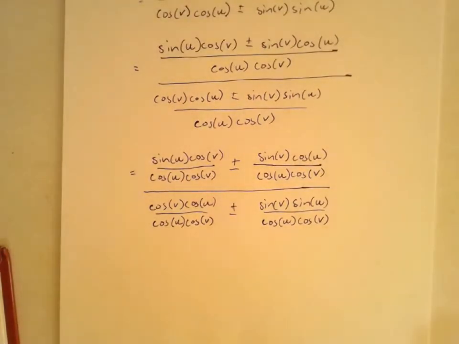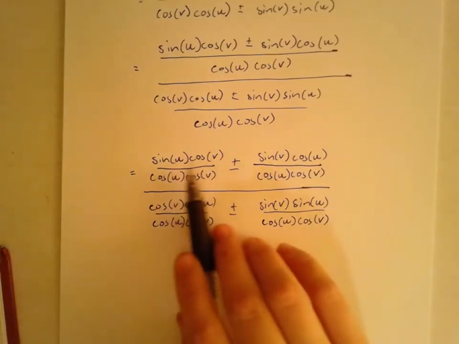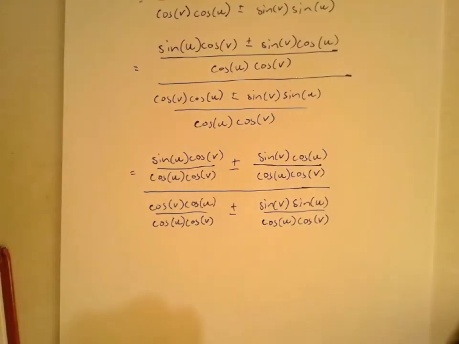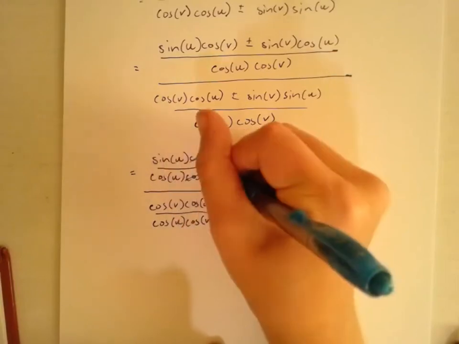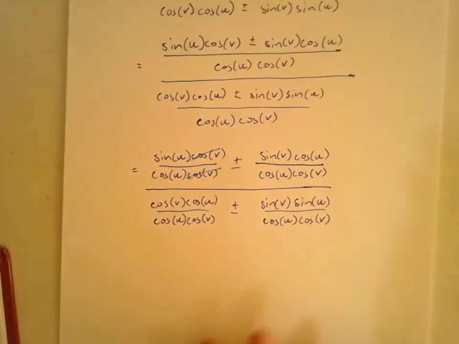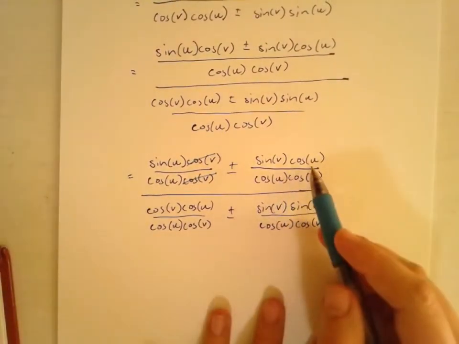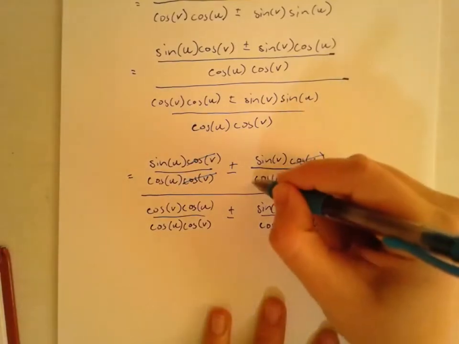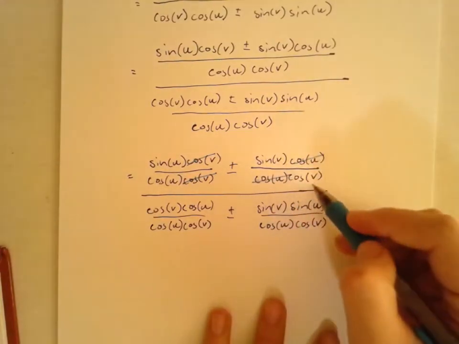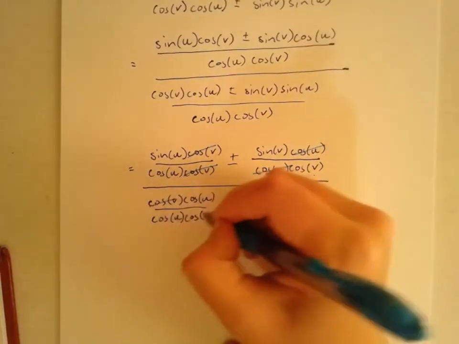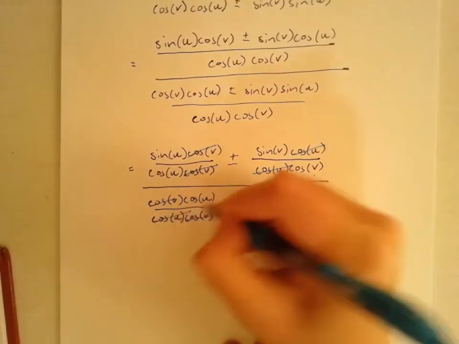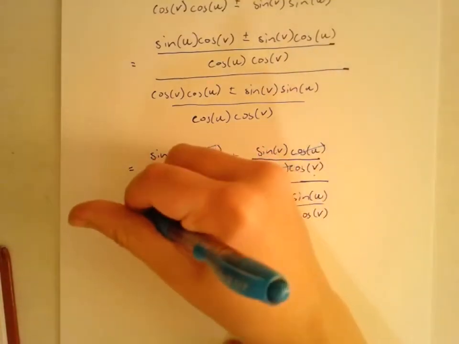And now what we can start to do is simplify, of course. So the first thing we should see here in the numerator, this first fraction, is the cosine v and the cosine v. They cancel each other out. They become 1. And same thing over here, cosine u, and I get sine v over cosine v. Here on the bottom, notice these are actually both the same. Cosine v, cosine u, and I get just the number 1.